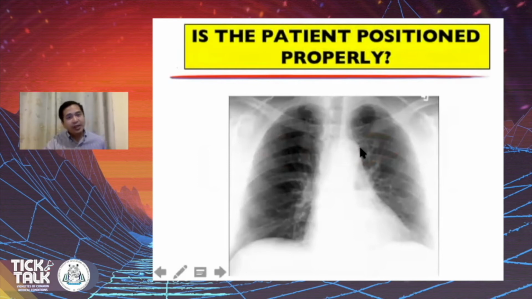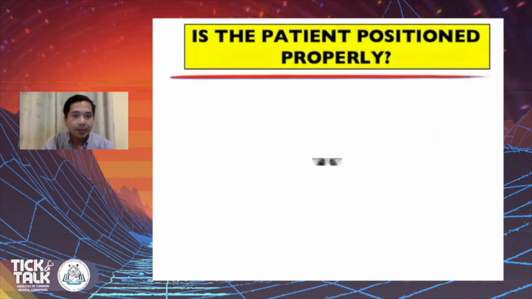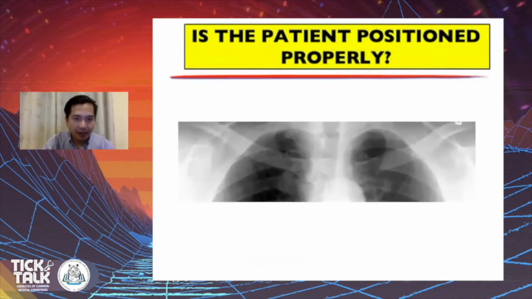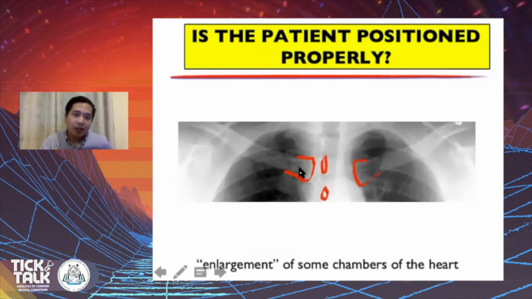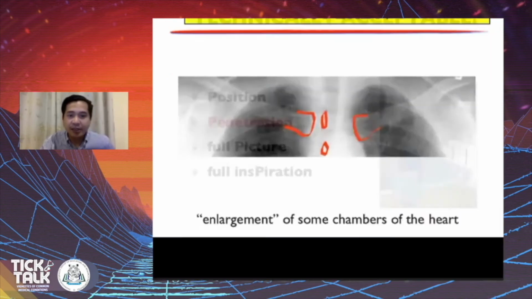Why is this important? Because when the patient is rotated, there may be false enlargement of some of the chambers of the heart. See, upon closer look again, the spinous process is quite near to the right clavicle, which causes some findings like an enlargement of the chambers of the heart, as mentioned earlier.